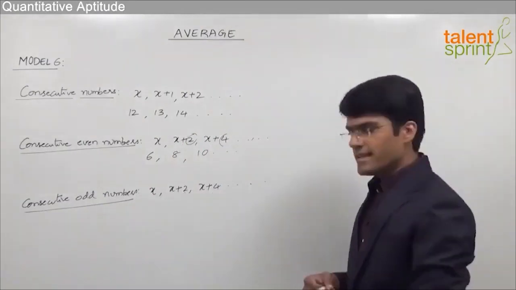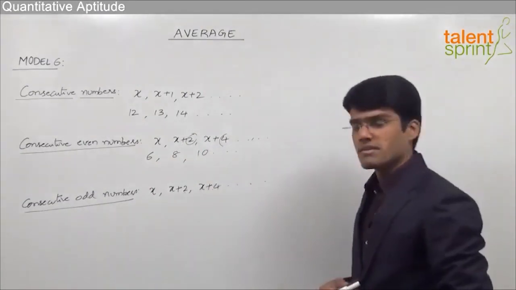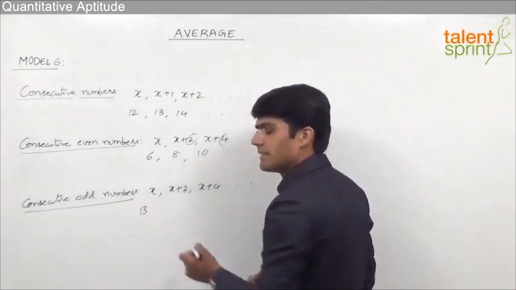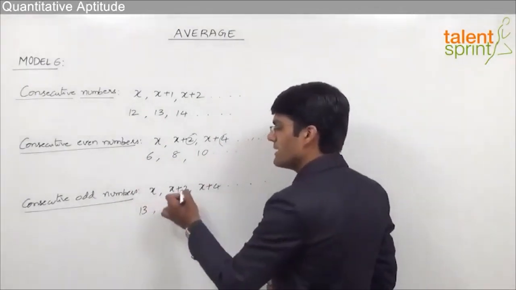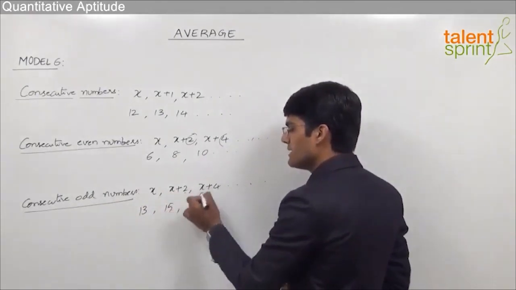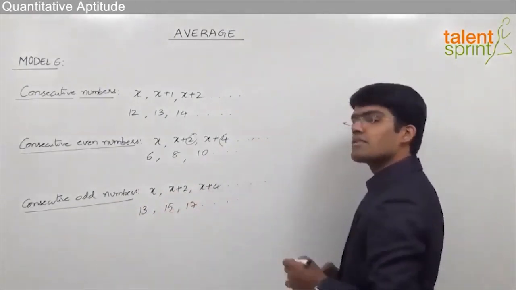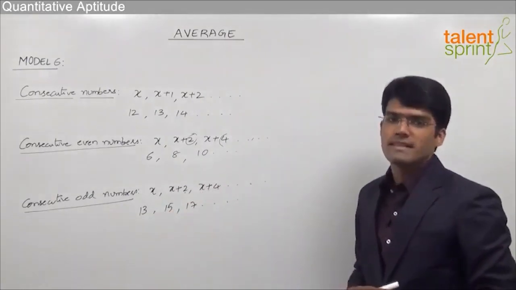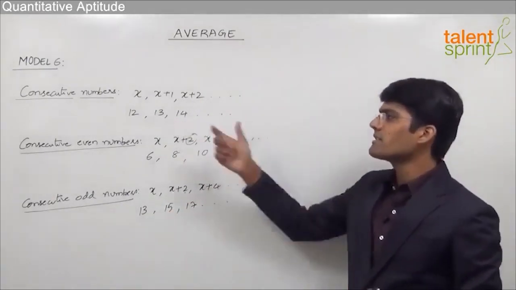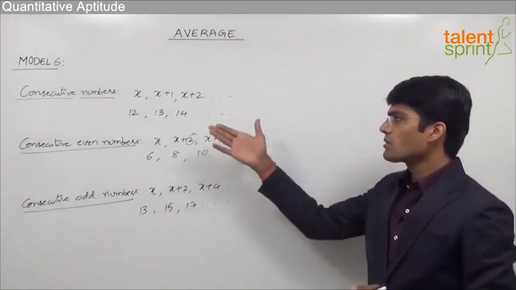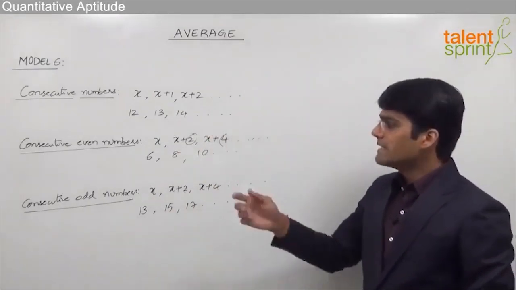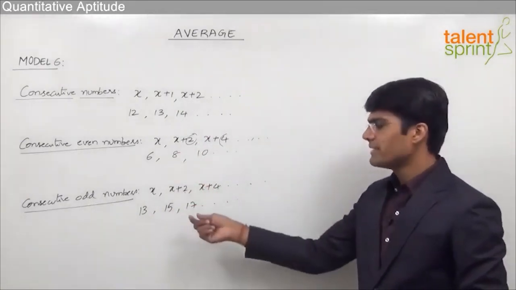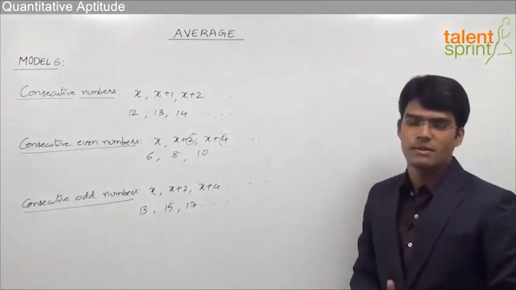So that is the reason we should always take it as x, x plus 2, x plus 4 and so on. Let us now take an example of consecutive odd numbers. Let us assume x is an odd number. For example, x is 13. So the next number would be 13 plus 2, 15, 13 plus 4, 17 and so on. So friends, this is what is meant by consecutive numbers. We have consecutive numbers like 1, 2, 3 or 12, 13, 14 and so on. Consecutive even numbers like 6, 8, 10 and so on. And consecutive odd numbers like 13, 15, 17 and so on.